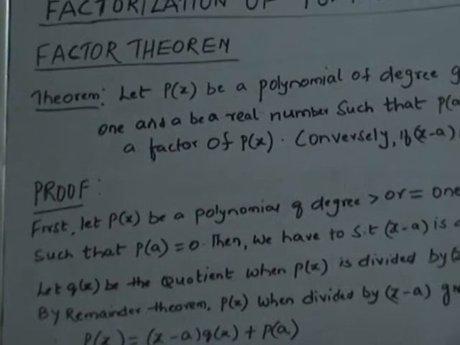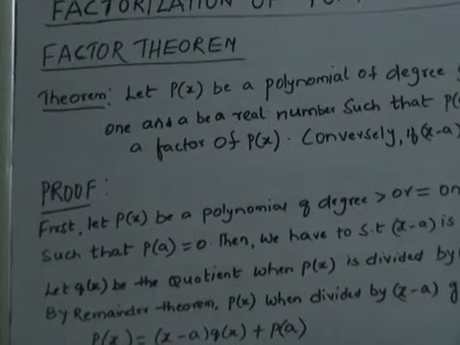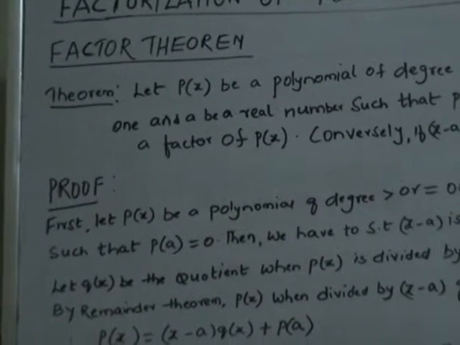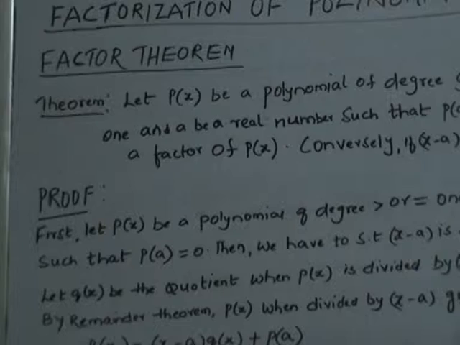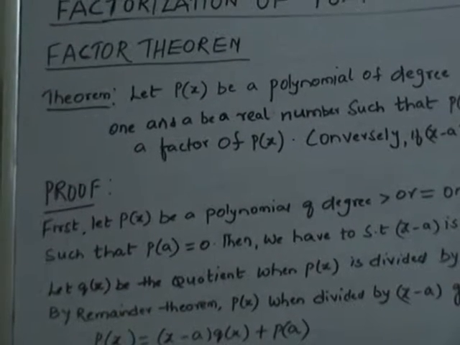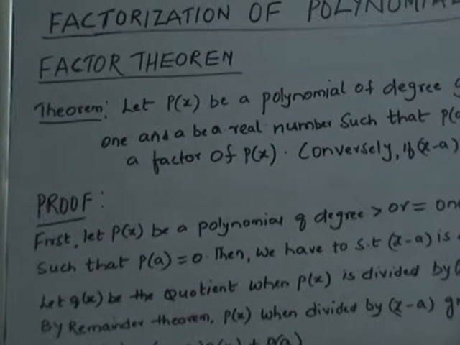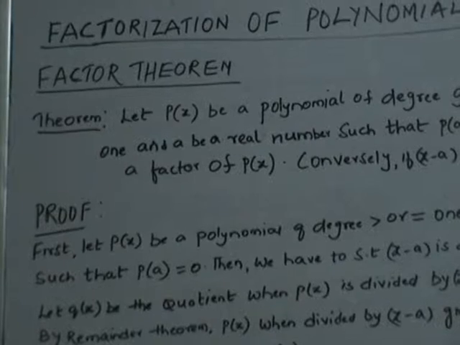In earlier classes, we have learned the division of polynomials. As we have studied, a polynomial q of x is said to divide a polynomial p of x completely if the remainder is 0. If q of x divides p of x, we say that p of x is divisible by q of x, or q of x is a factor of p of x.